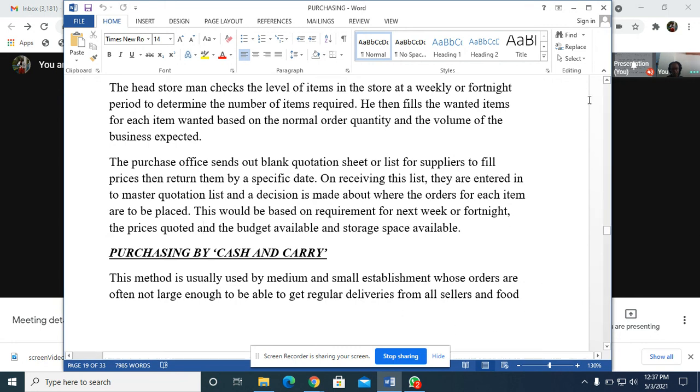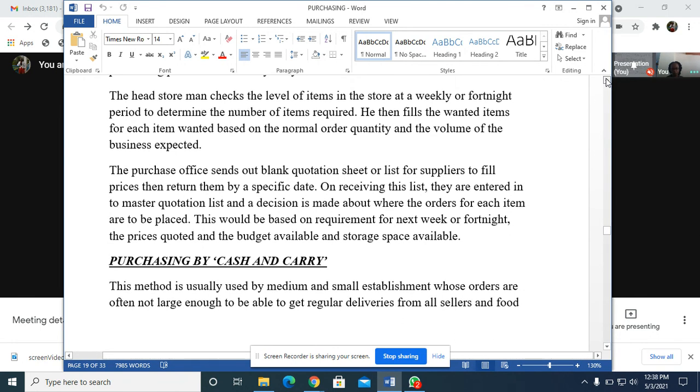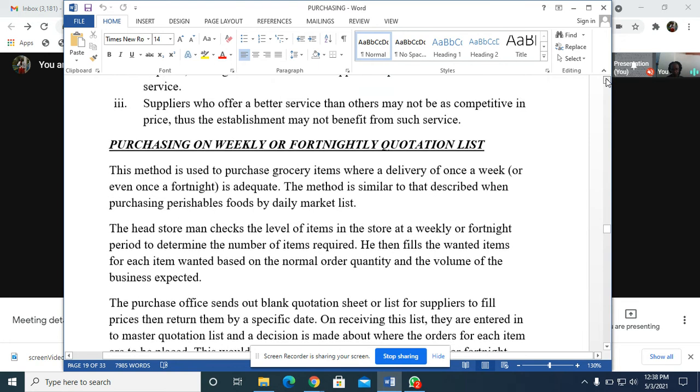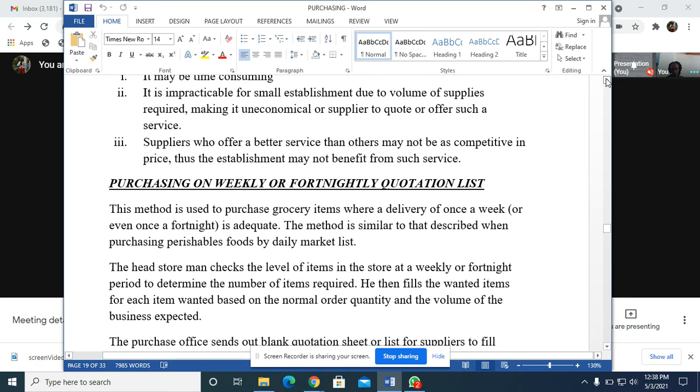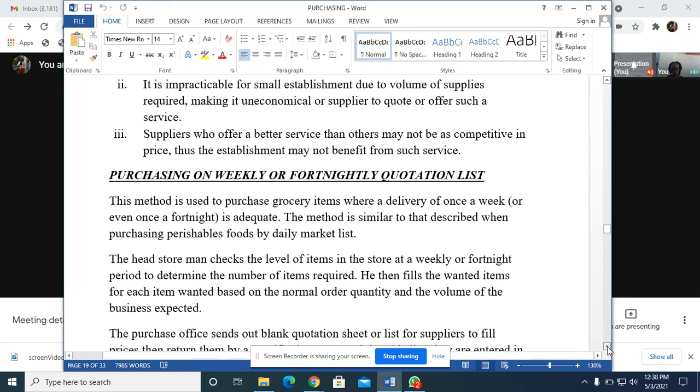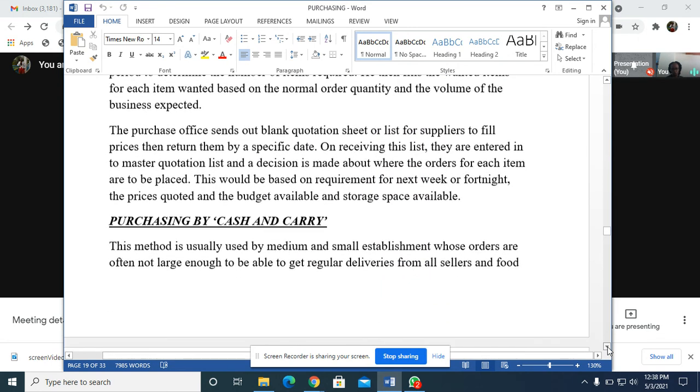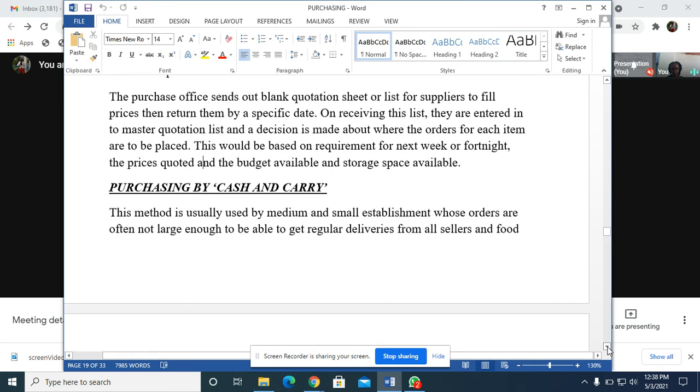So that is it. That is all about the daily market list and also the purchasing on weekly or fortnightly quotation list. So next we are going to talk about purchasing by cash and carry.